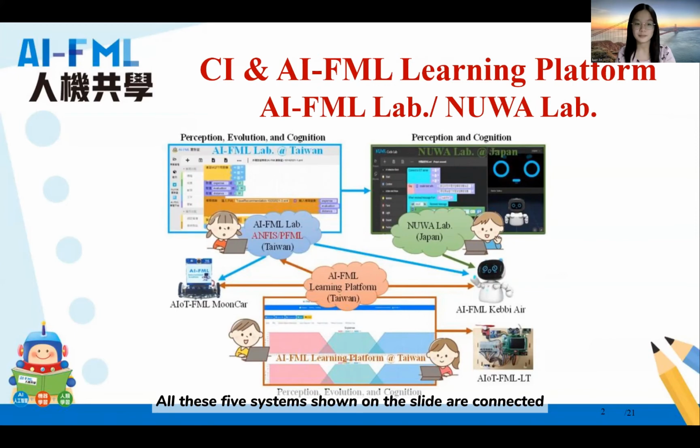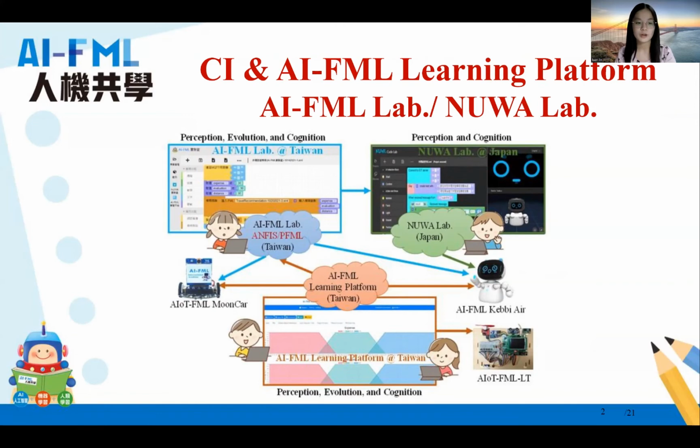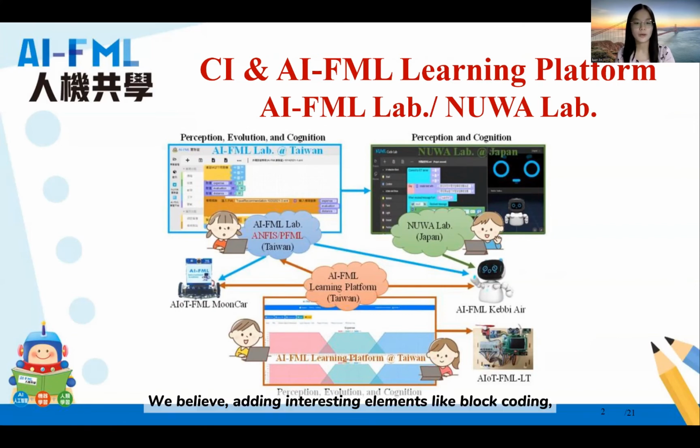All these five systems shown on the slide are connected, including AI-FML Lab, which is developed by Taiwan, Nuo Lab, which is developed by Japan, AIoT FML Mooncar, Air, and Learning Tool. We believe adding interesting elements like block coding, Air, robot, and AI FML Mooncar can lower the gap for elementary students and can ignite their enthusiasm for studying CI and AI as well. We target mainly on high school students and elementary school students.